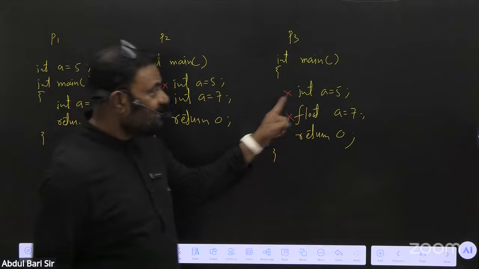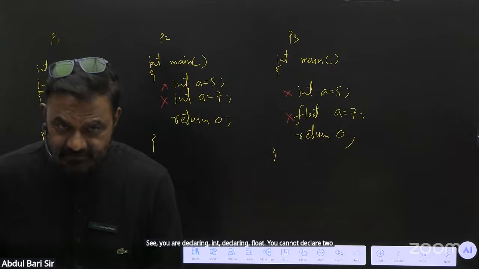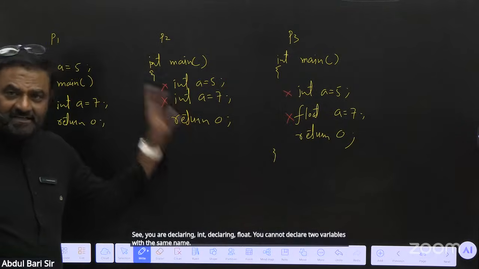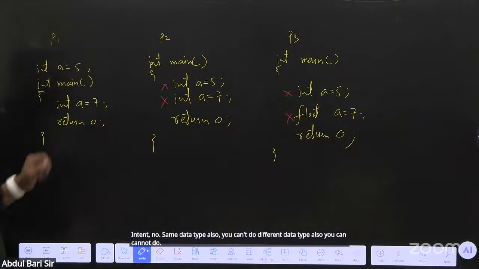See, you are declaring int, declaring float. You cannot declare two variables with same name. Same data type also you can't do, different data type also you cannot do. What about this one?